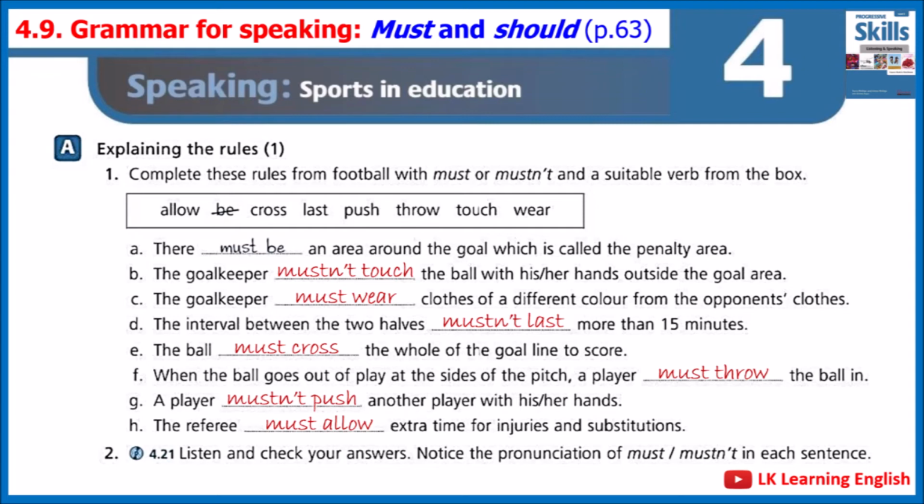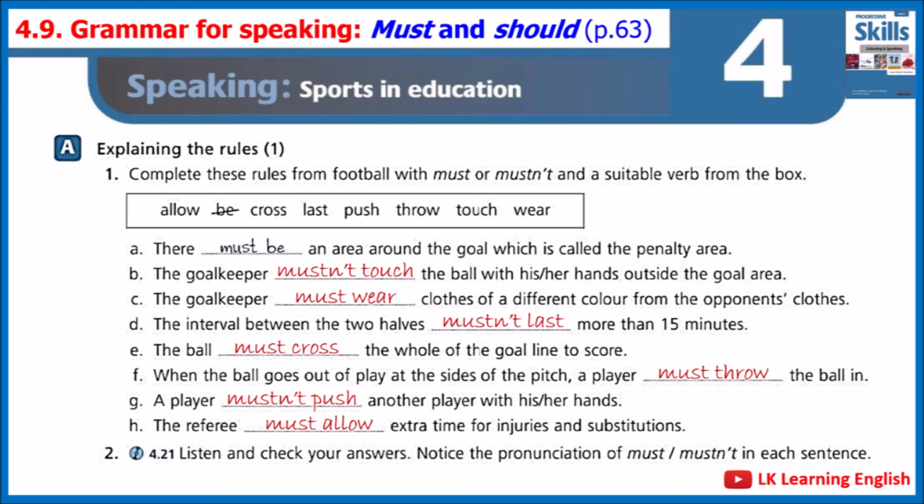A. There must be an area around the goal which is called the penalty area. B. The goalkeeper mustn't touch the ball with his or her hands outside the goal area. C. The goalkeeper must wear clothes of a different colour from the opponent's clothes. D. The interval between the two halves mustn't last more than 15 minutes.